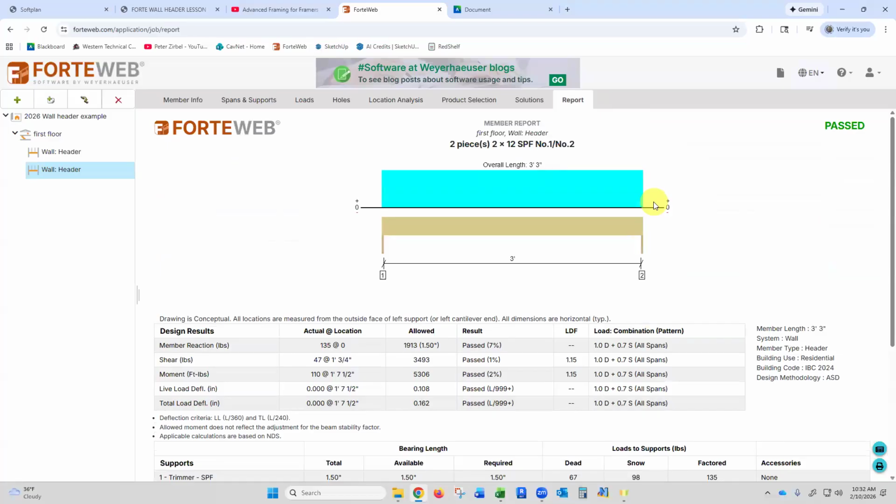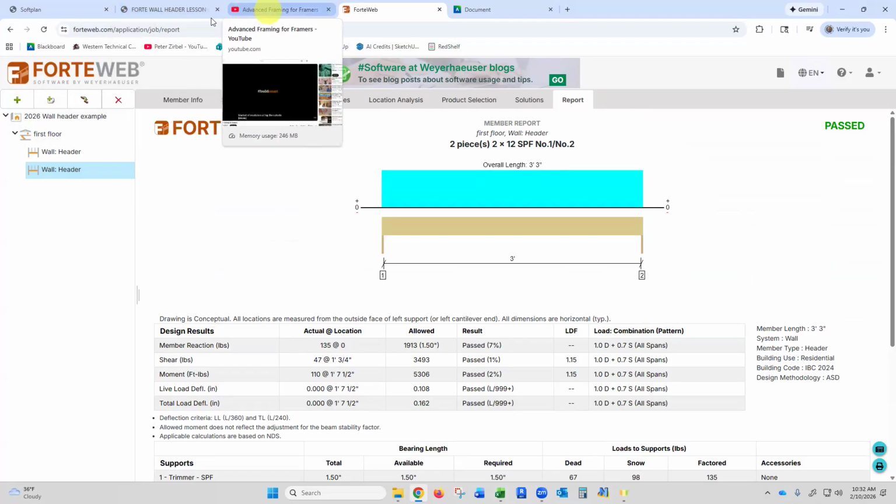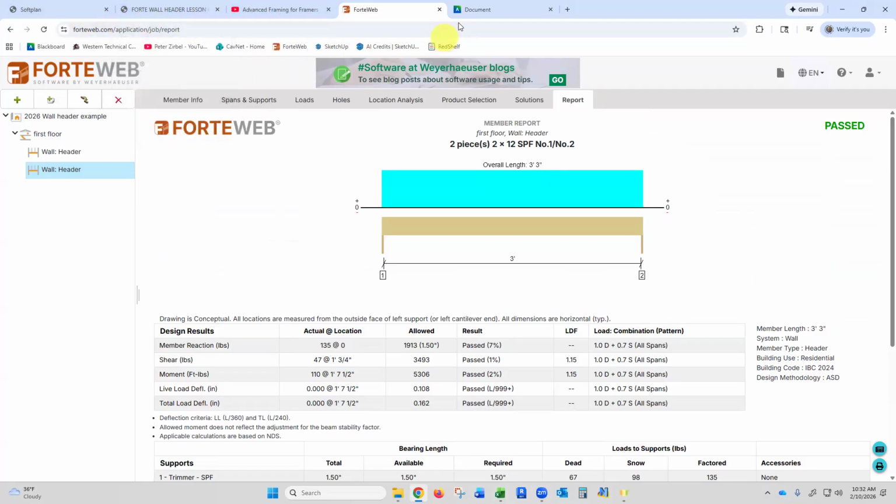That is your lesson. Now, let's show you the assignment. I want you to do the assignment in a new file, so don't just add more headers onto this wall header example file. But let me show you the assignment, then I'm going to give you a break, and then you can work on this assignment while it's still fresh, and then you can also work on your floor framing if you want. So let's go back in.